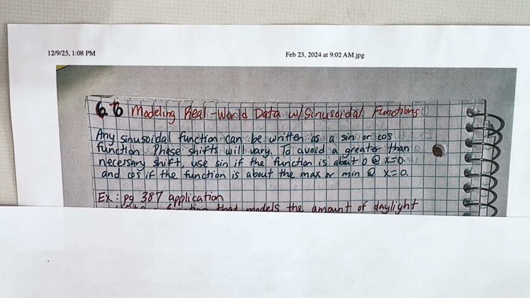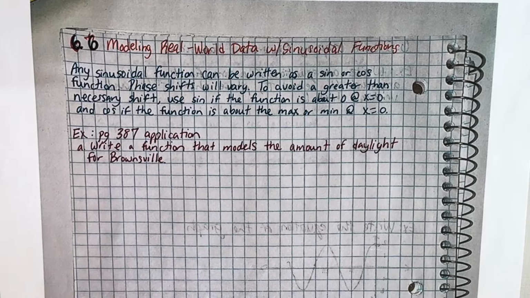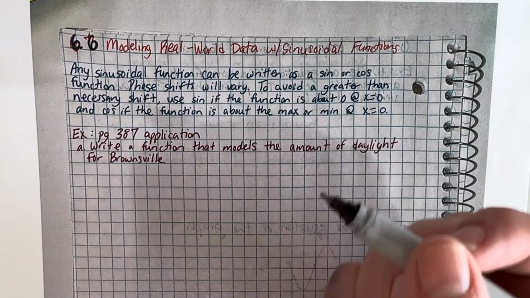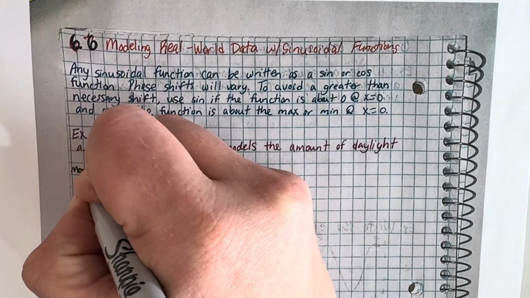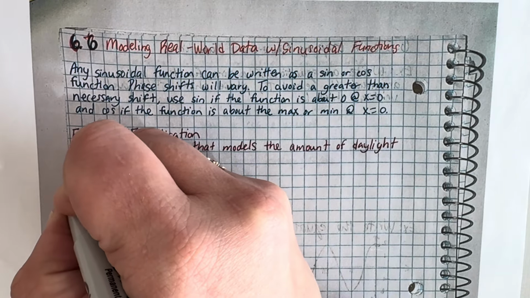So the first thing it wants us to do is write a function that models the amount of daylight. In order to write that function, I actually do need a chart that helps you know how many hours of daylight you indeed do have. So I'm going to write down that chart there. I'm going to start with my month, and on the bottom it's going to be hours of daylight.